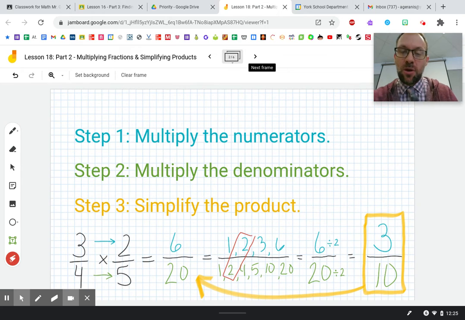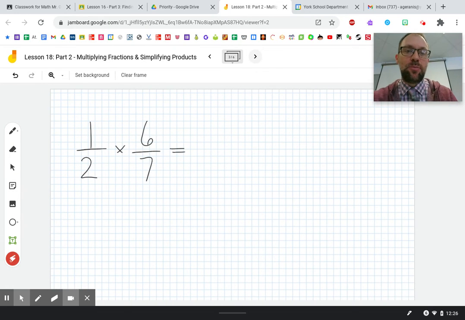So what do we do? Well, using the greatest common factor method, we're going to first factor out 6, and we'll factor out 20. We'll find the greatest common factor. In this case, it's 2. And then we'll divide our product by 2. That leaves us with simplest form, 3/10. 3/10 is the simplest form of the product 6/20. That's today's work. Let's do another example.